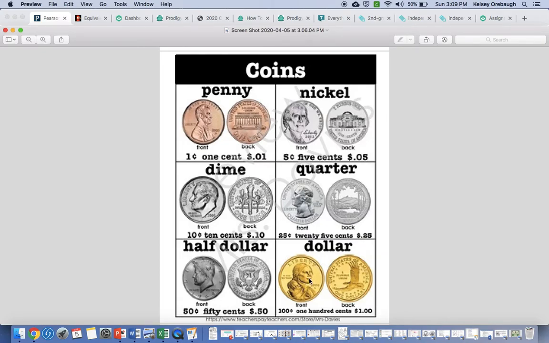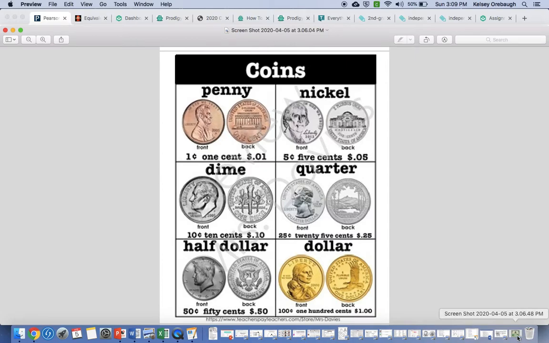And finally, we have this coin we haven't looked at yet. This gold coin here is called a dollar coin. And it's called a dollar coin because it's worth $1 or 100 cents. Penny, 1 cent. Nickel, 5 cents. Dime, 10 cents. Quarter, 25 cents. Half dollar, 50 cents. Dollar coin, 100 cents or $1.